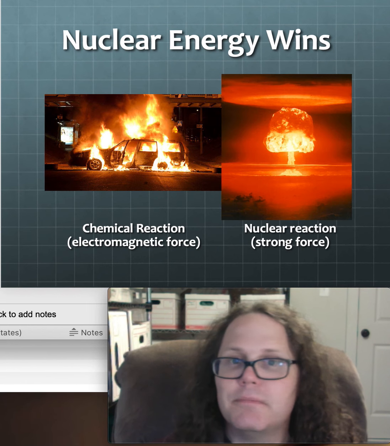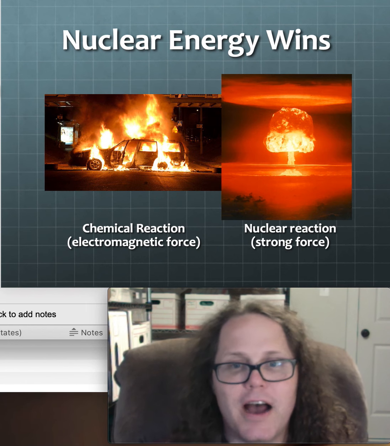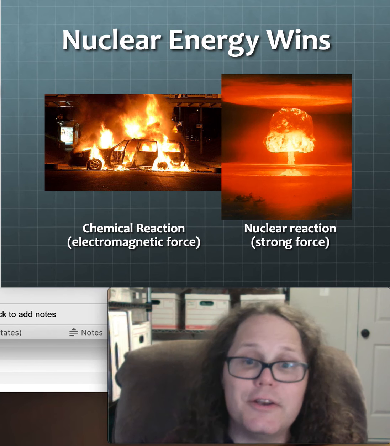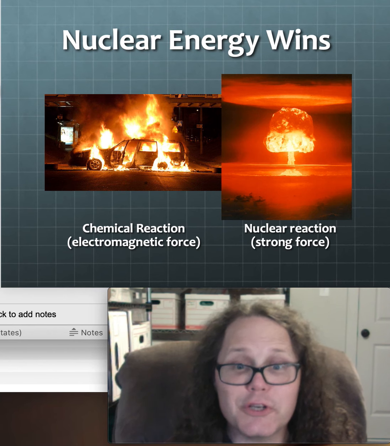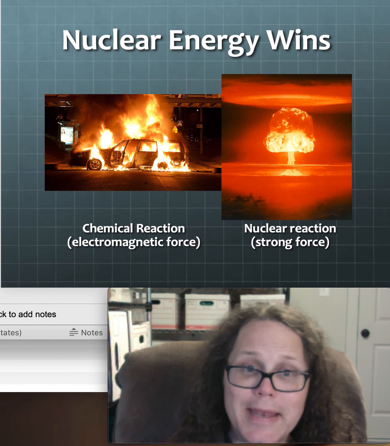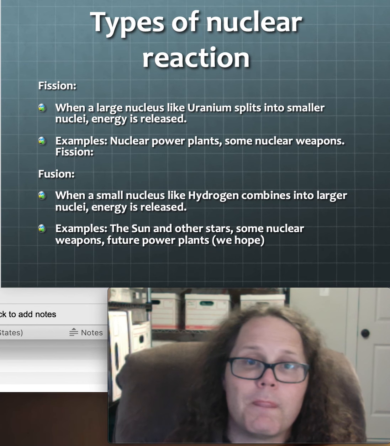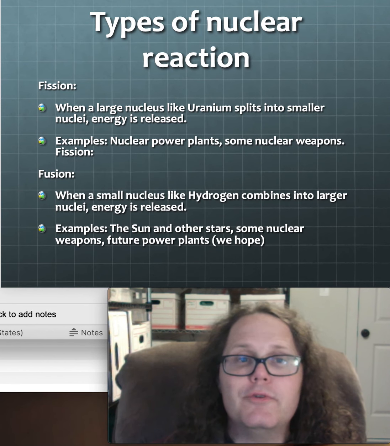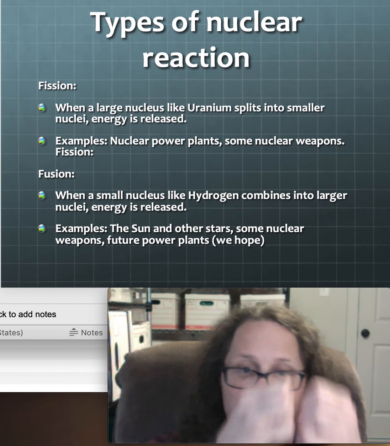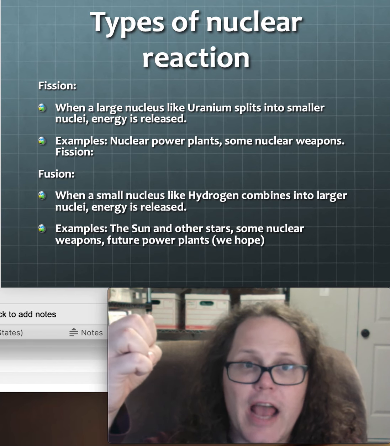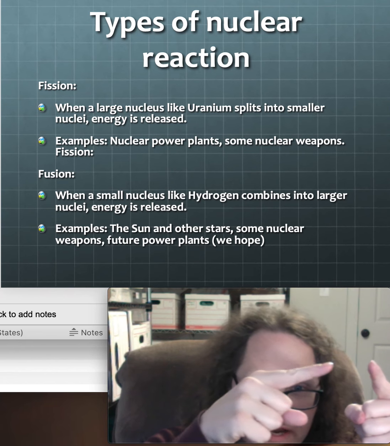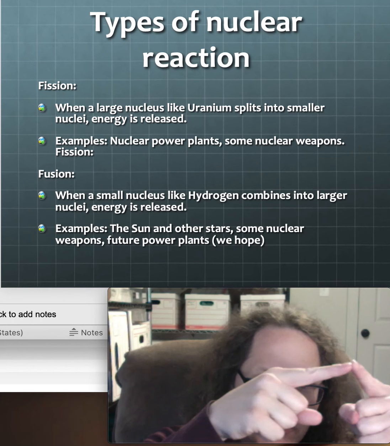On the left is a chemical reaction, fire. On the right is a nuclear reaction, a hydrogen bomb. Nukes win. The two types of nuclear reaction we'll discuss in this class are fission, the breaking apart of large nuclei, and fusion, the joining together of small nuclei.